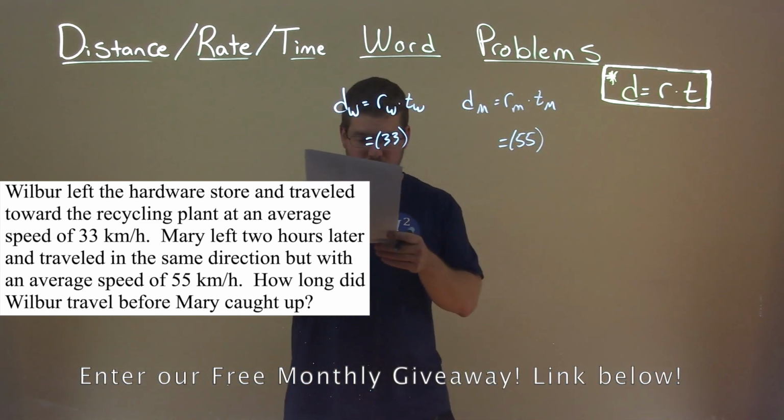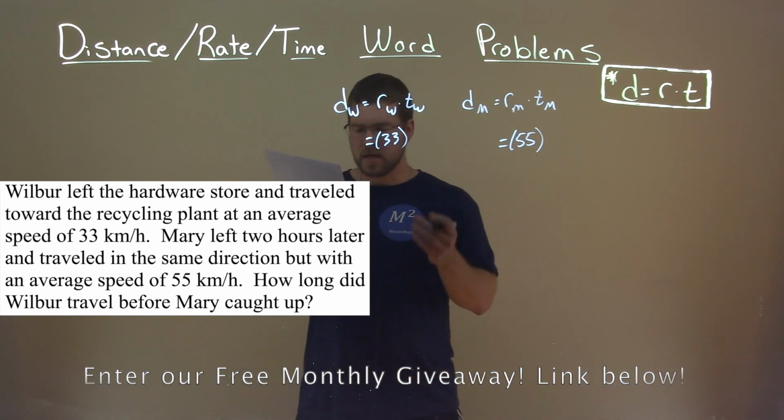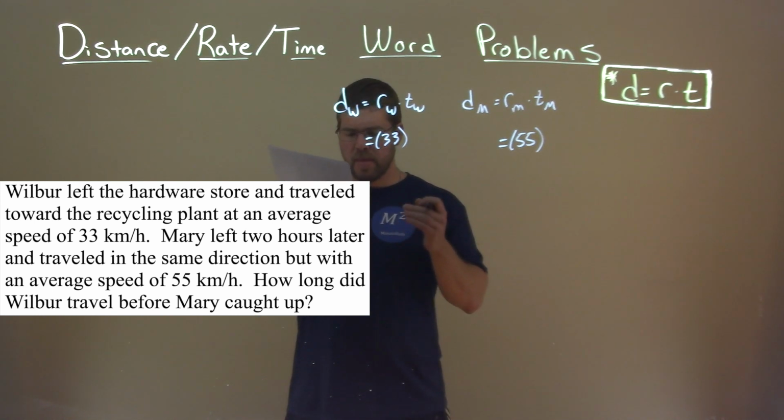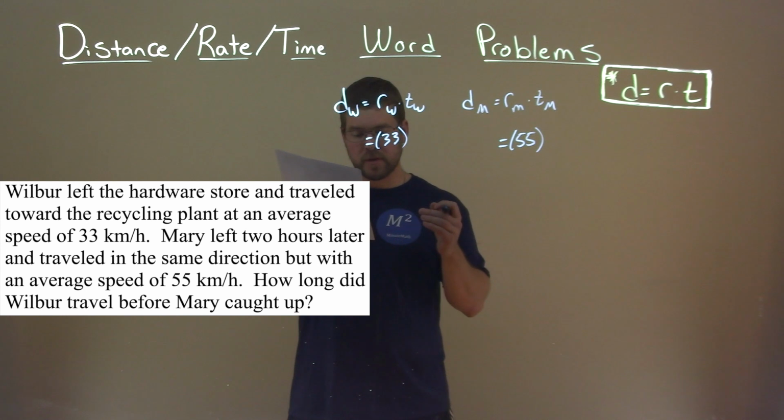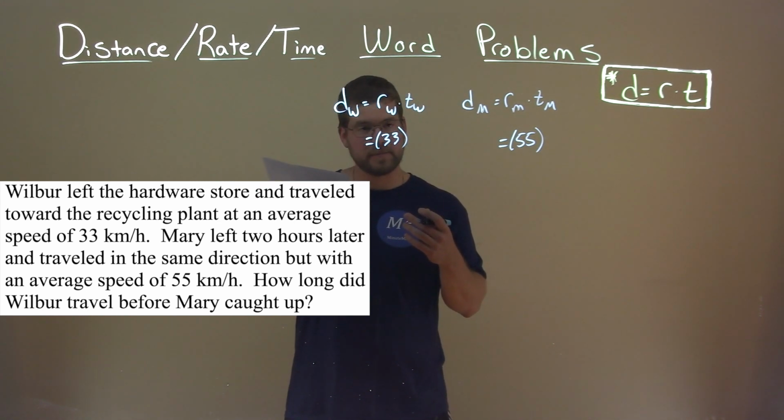Or kilometers per hour. Okay? But then, what about our time? They tell us that Mary left 2 hours later and traveled in the same direction. But we don't know actually how long Wilbur was traveling. That's really what we're trying to find here.